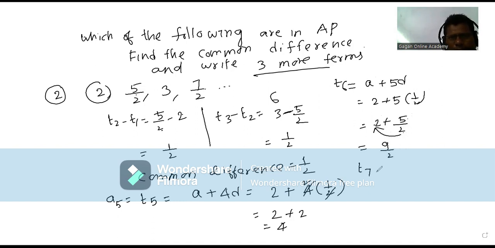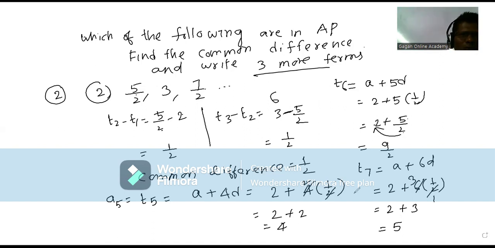In the same manner, find the seventh term: A plus 6D. A is 2, 6 into D value 1 by 2. 2 plus, 2 threes are 6, 3 ones are 3. So 2 plus 3, 5. The fifth term is 4, the sixth term is 9 by 2, and the seventh term is 5.